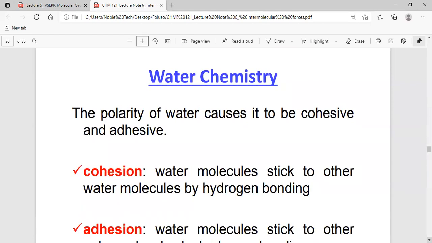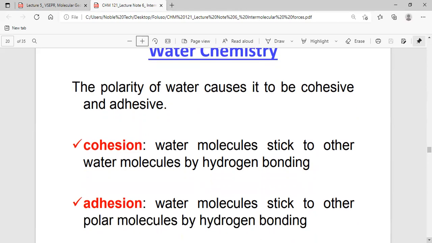Very quickly, the hydrogen bond plays a role in what we call water chemistry. It is one of the reasons why water has both cohesive and adhesive force. Water has cohesive force, which is the ability to stick to other water molecules. So the hydrogen bond makes water able to stick to other water molecules. So you have cohesion.